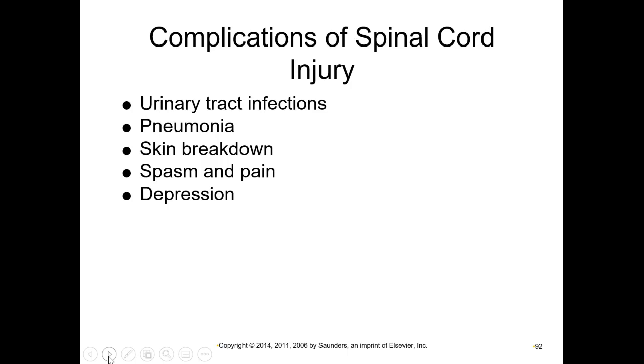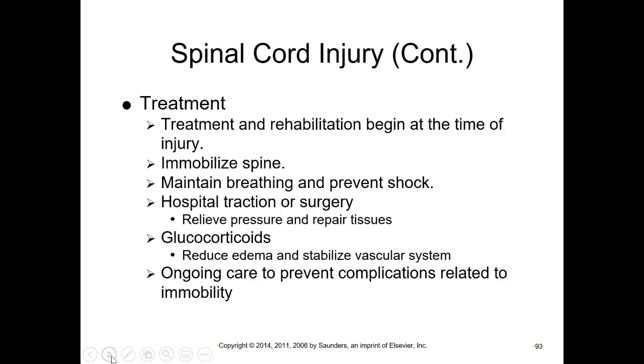Spinal cord injury complications: urinary tract infections, pneumonia. Just the muscles aren't working, remember, and so you're not going to take a deep breath. You may not empty your bladder completely. There are lots of different reasons for these things based on spinal cord injury. Spasm and pain, and obviously depression.